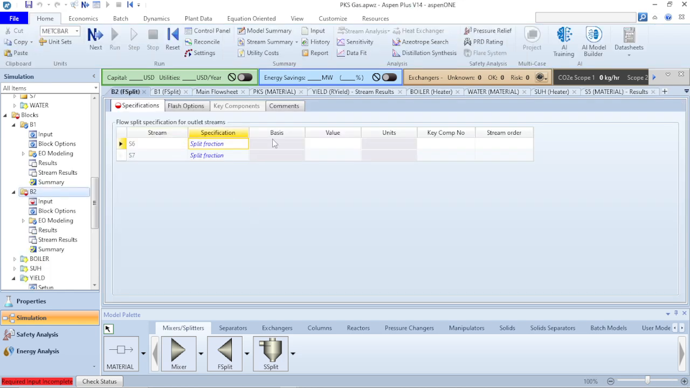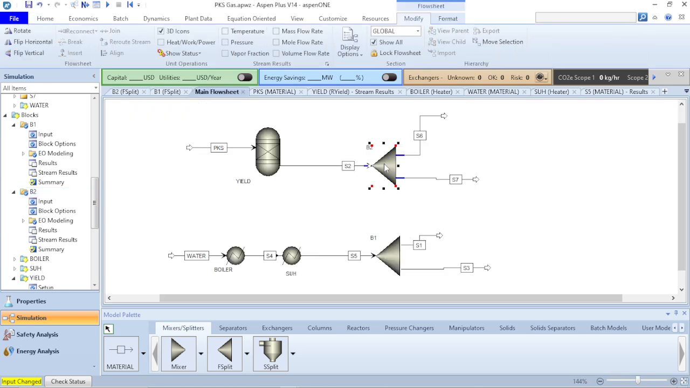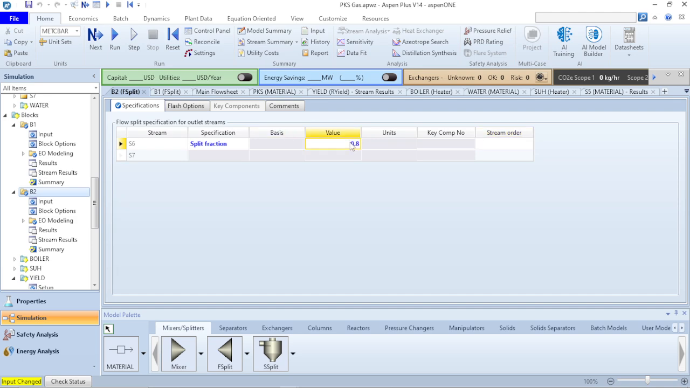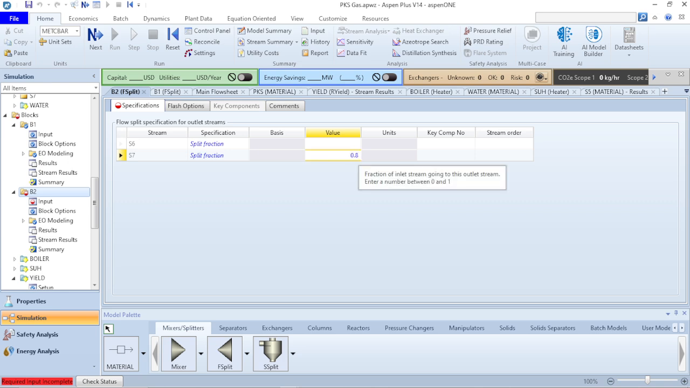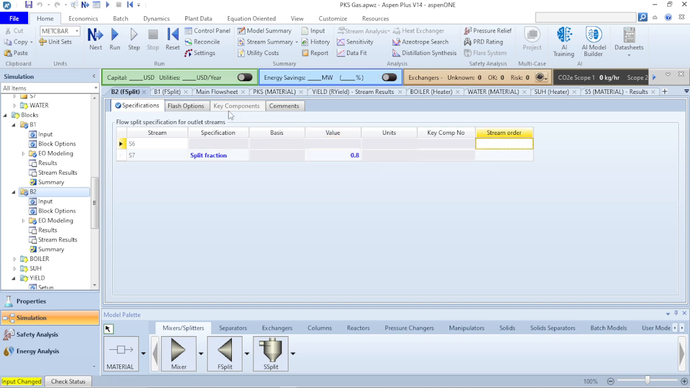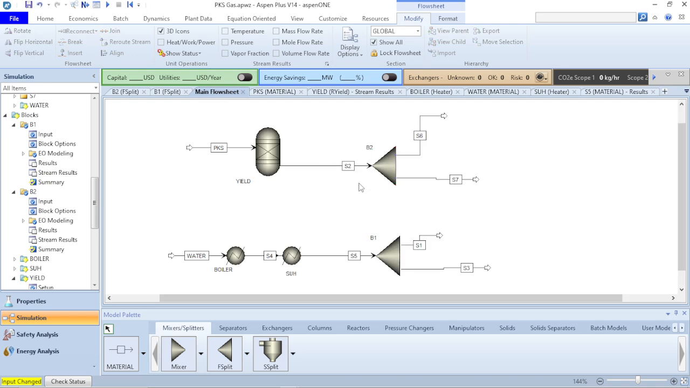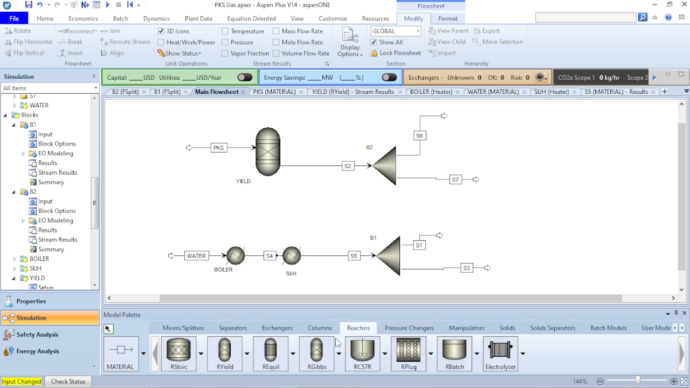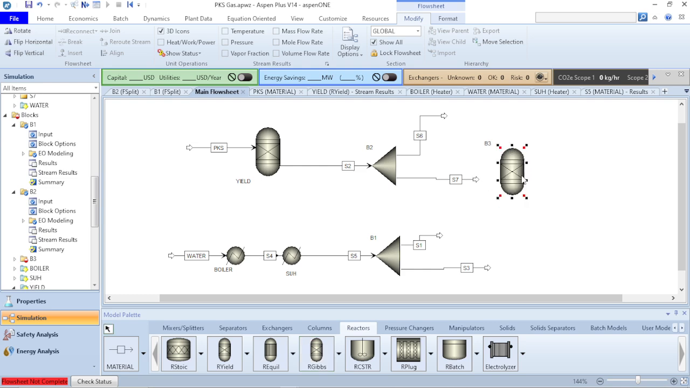Before I take this to the RGibbs, we can just split it up. I think S6 is at the top, so let's specify for S7. Let's say we want the majority of the product from the yield reactor to be going to the RGibbs, because we're making use of two RGibbs reactors actually. The idea of this is that we are not trying to overload one particular reactor.